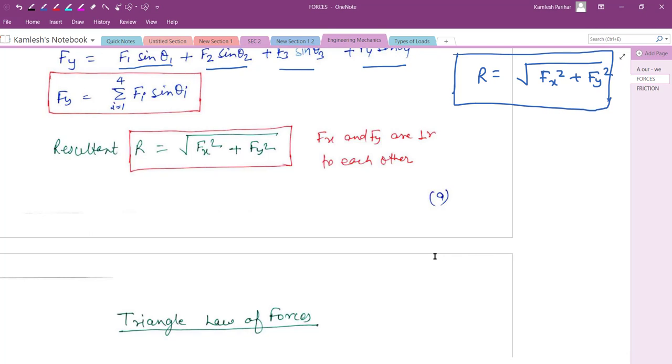So we finish this video here. In the next video, we are going to study the triangle law of forces and the polygon law of forces as well as Lami's theorem.